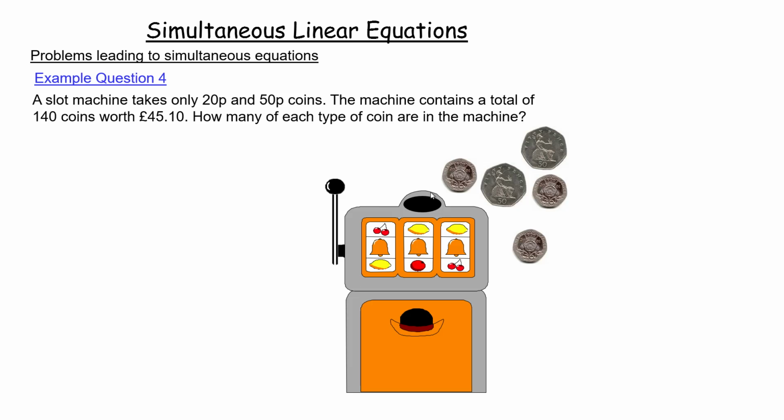Okay, so a slot machine takes only 20p and 50p coins. The machine contains a total of 140 coins worth £45.10. How many of each type of coin are in the machine?